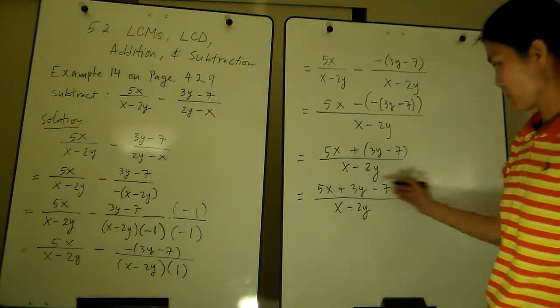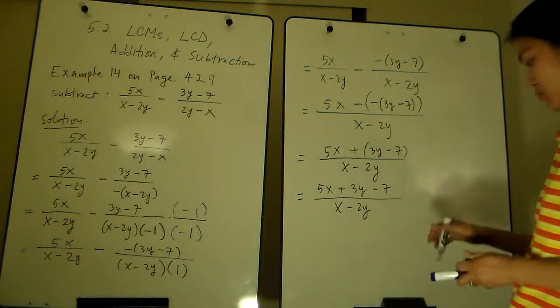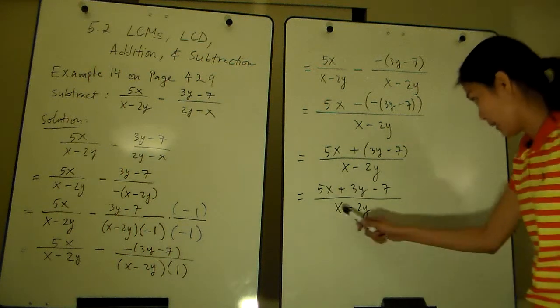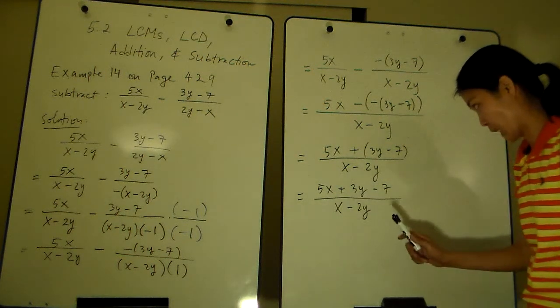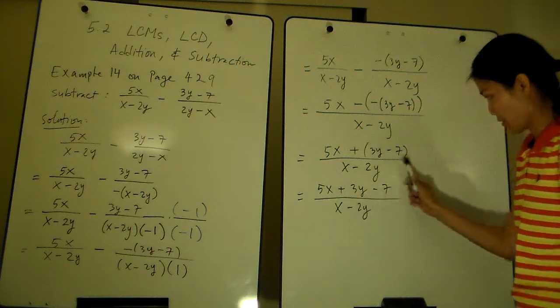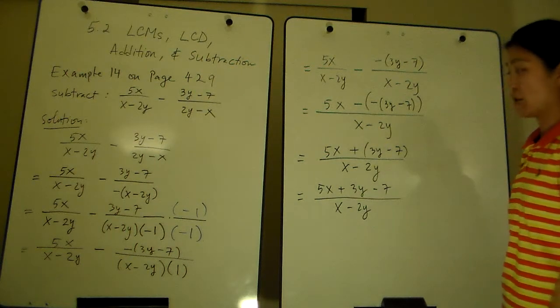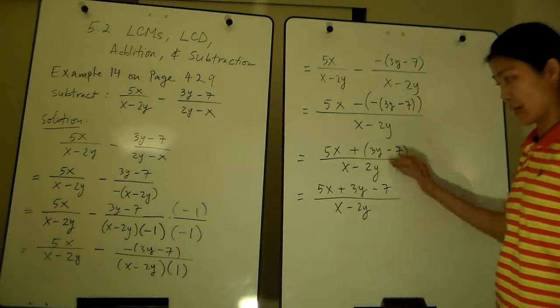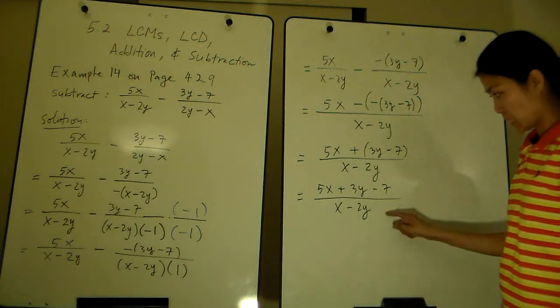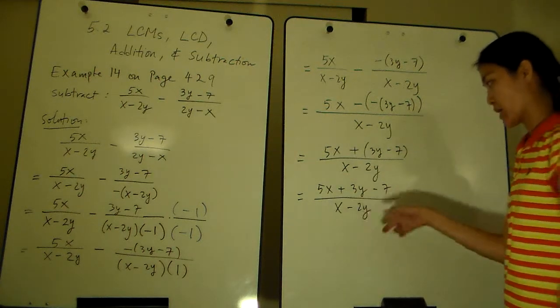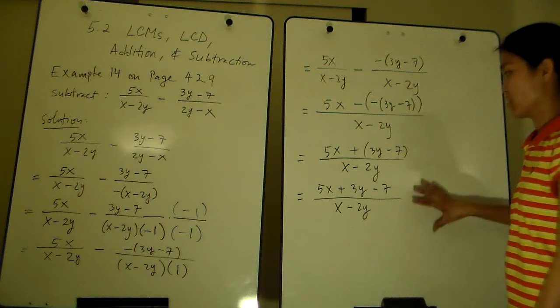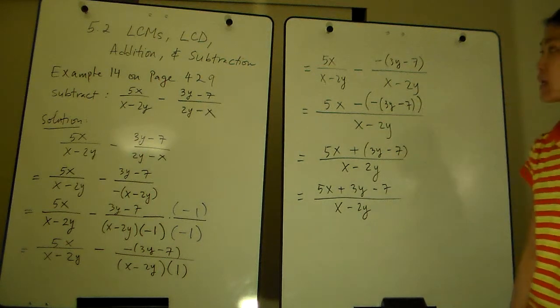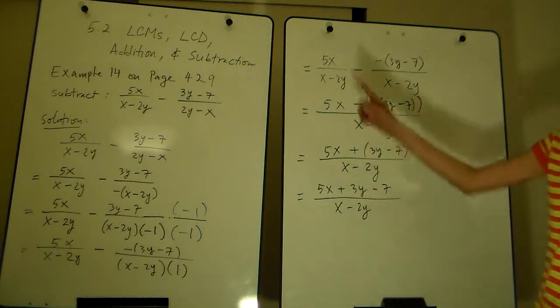Now look at all the terms to see if they're like terms that you can combine or simplify. This is an x term, this is a y term. You cannot simplify any further for the numerator, and you cannot factor it. And for the denominator, same thing, you cannot factor any further. So this is the answer for example 14, from subtracting the two fractions.